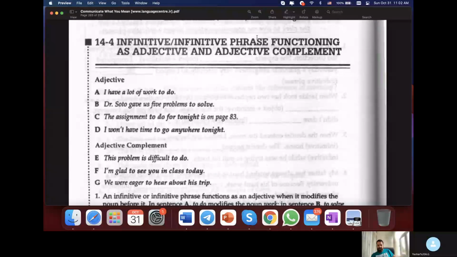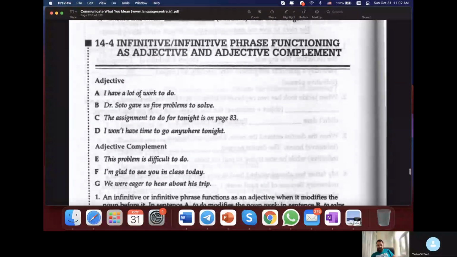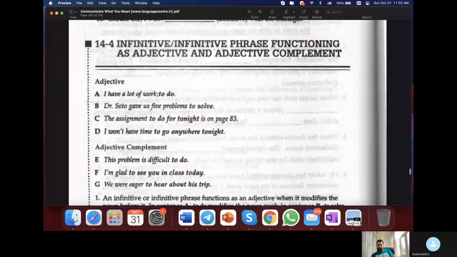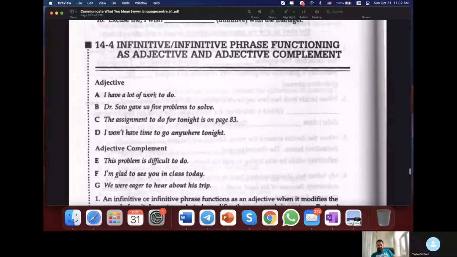Adjective. Infinitive phrases functioning as an adjective. I have a lot of work to do. Dr. Soto gave us 5 problems to solve.